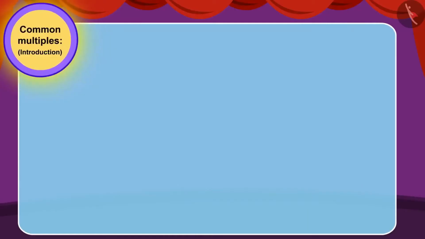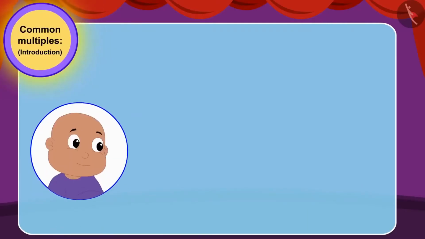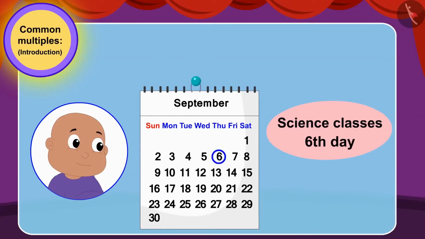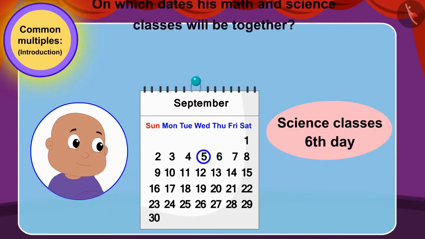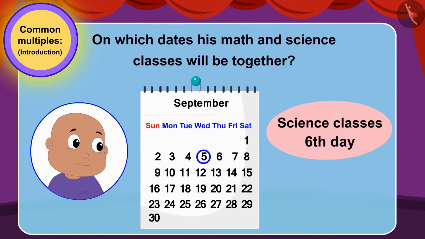Children, if Bablu's science class was every 6th day instead of every 5th, then can you tell on which dates his math and science classes will be together? You can stop the video and find the answer.